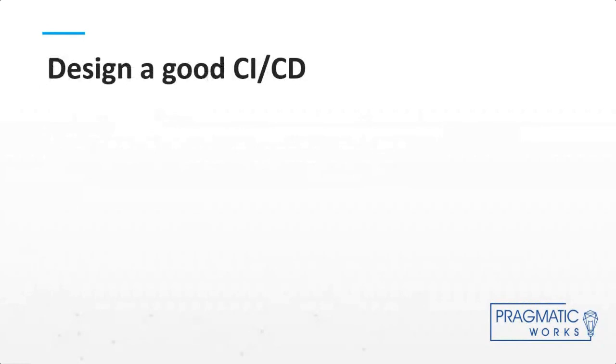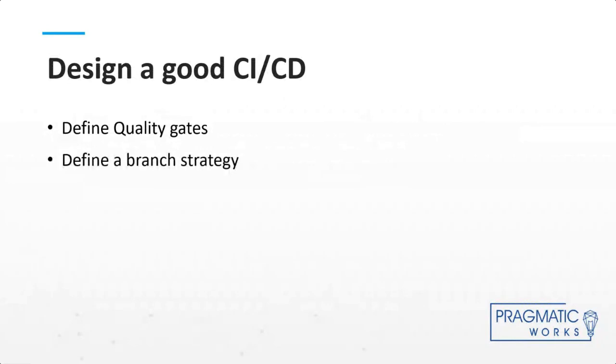The first topic is designing a good CI/CD. We'll have a look at how to define quality gates in CI/CD, because this is the most important part. We need to map our tests to our CI/CD pipeline and consolidate them. We'll define the branch strategy. We'll have a look at how to define the environments which we need and build the CI/CD map.